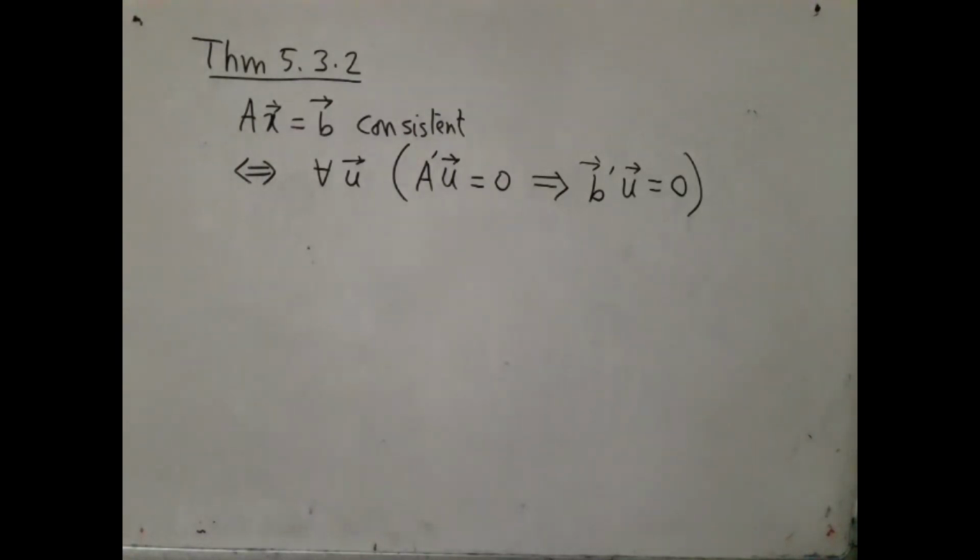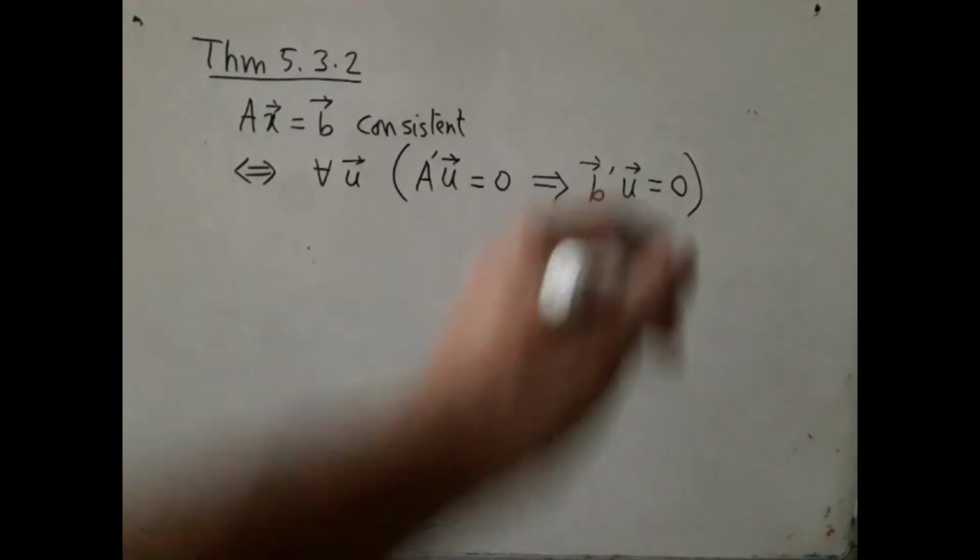Now, in order to understand why the theorem is true, the proof that is given here is again a typical Rao Bhimasankaram way of proving things, which does not give you any intuition. Now, what it says is the following: A transpose U or B transpose U.